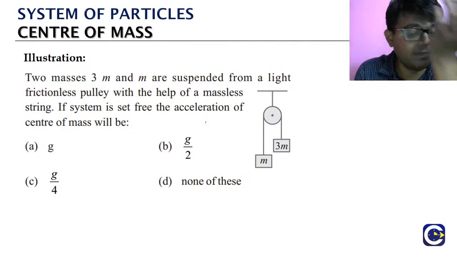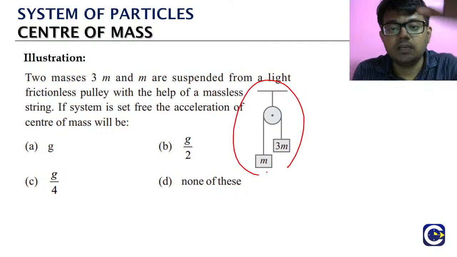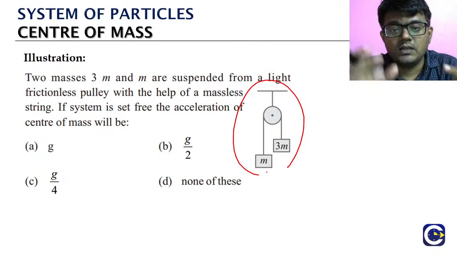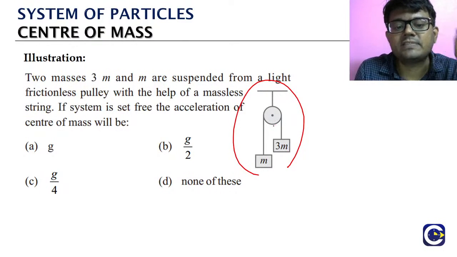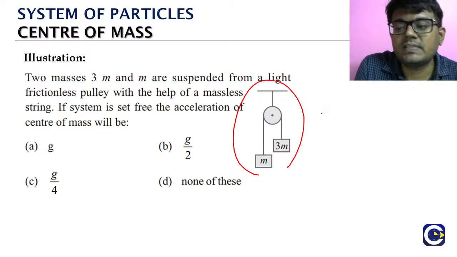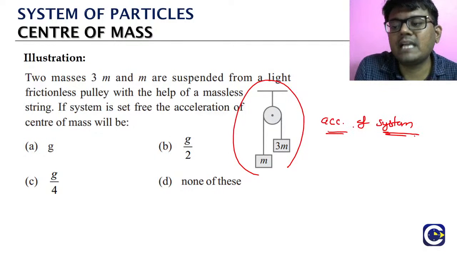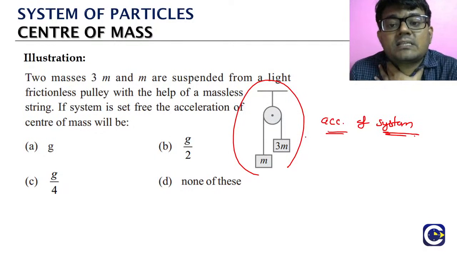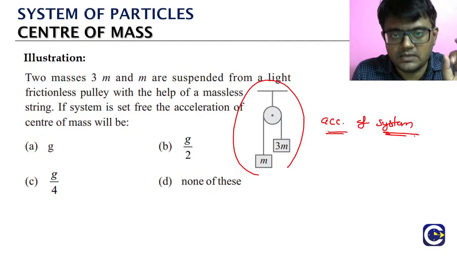In fact, in 2020 they gave a question like this. They gave two blocks hanging on a pulley, and asked what is the acceleration of the system. Some people tried challenging the question, saying that acceleration of the system should mean the acceleration of the center of mass, but they did not accept that in their convention, right?